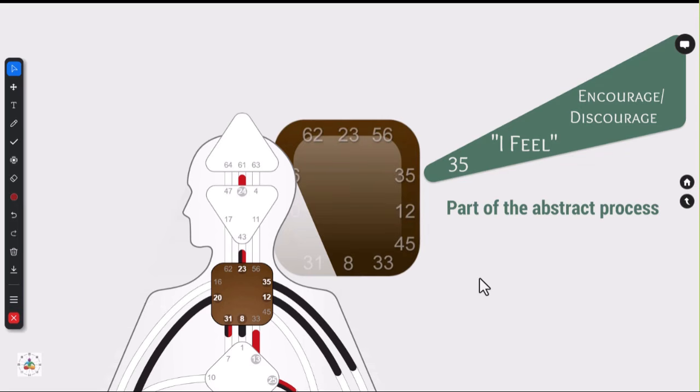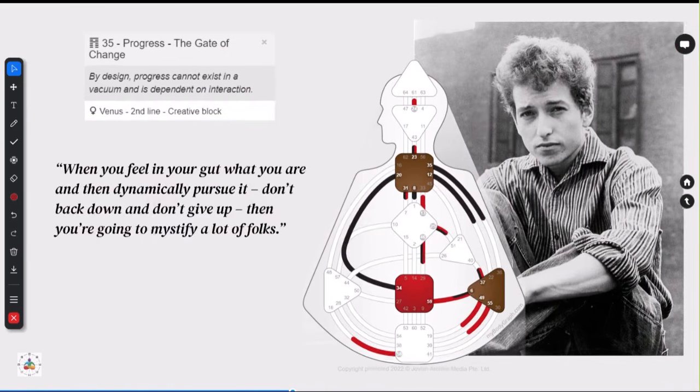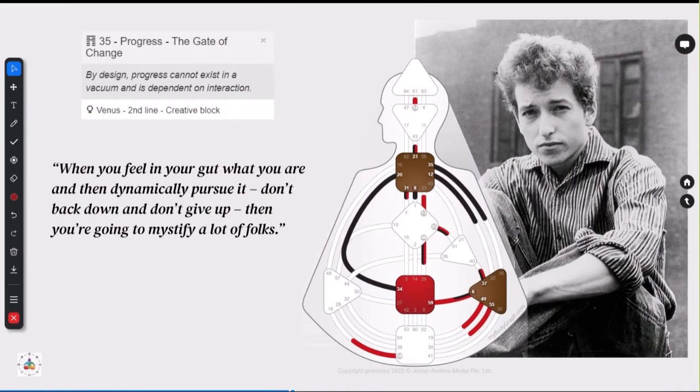It's like a 3. You only learn from the trial and error, the school of hard knocks, as a 3, period. That's what we do. Okay? So the job description of this 35 is to either encourage or discourage feeling, experiences, progress. And you could even say change. Here's Bob Dylan. He says, when you feel in your gut what you are and then dynamically pursue it, don't back down and don't give up, then you're going to mystify a lot of folks.